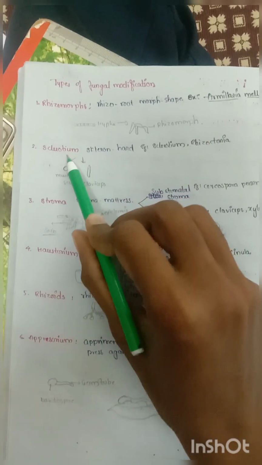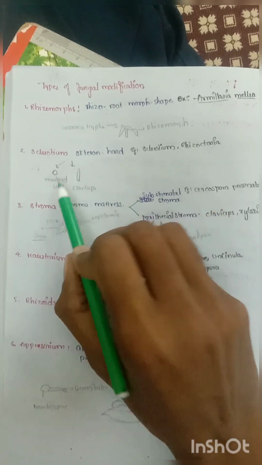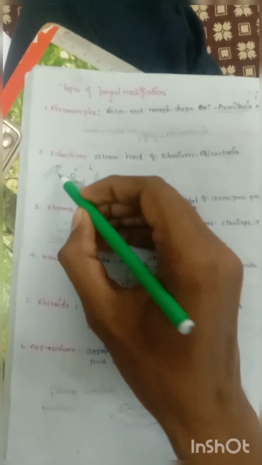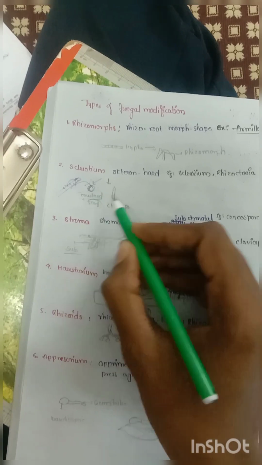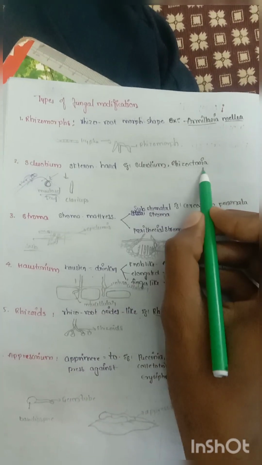And then let us go to the sclerotium. Scleron means hard. Conversion of the hyphae: hyphae is converted into hard sclerotial bodies, like the mustard seed-like sclerotium. Examples of sclerotium are Sclerotium and Rhizoctonia.